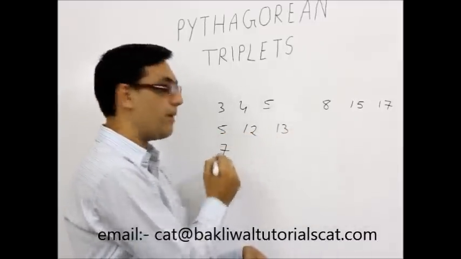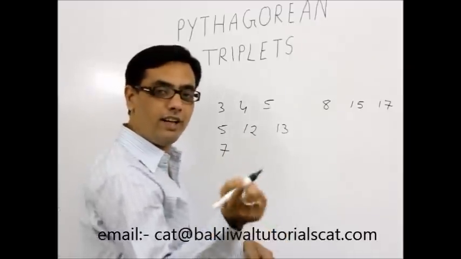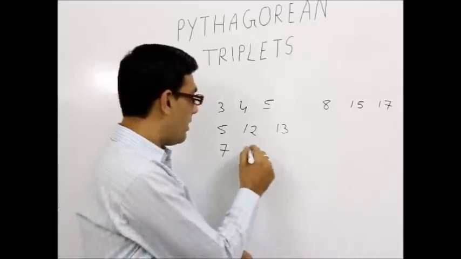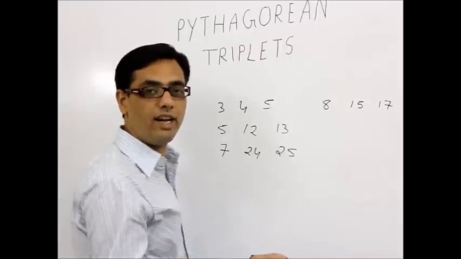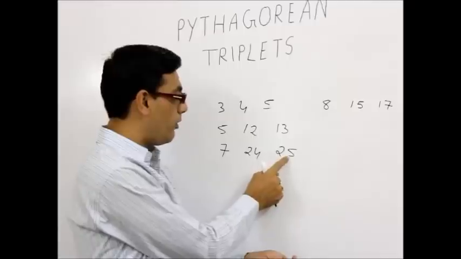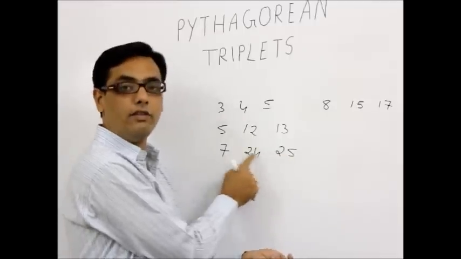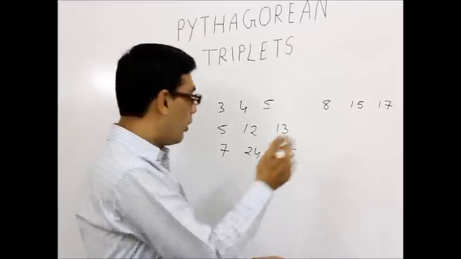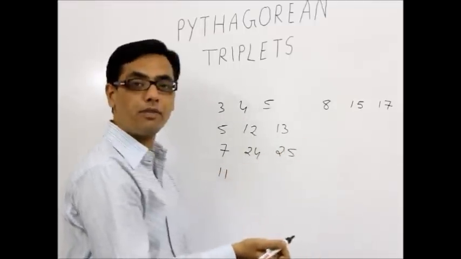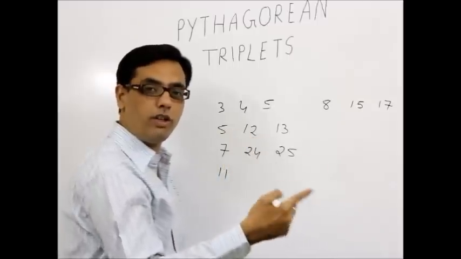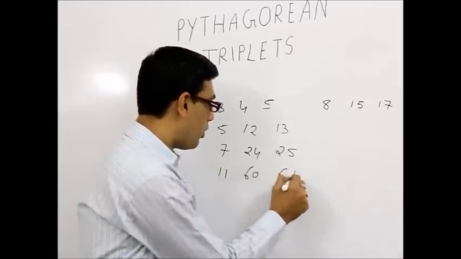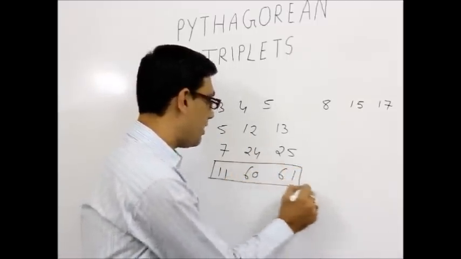Okay, let's check for 7. So 7 square is 49, divided by 2, 24.5. The triplet is 7, 24 and 25. You have all the liberty and right in the world to check everything. 625, 576, 49. 576 plus 49 is 625. Okay, let's do it for 11. Come on. 11 square is 121, divided by 2, 60.5. So the triplet which corresponds to 11 is 60, 61.